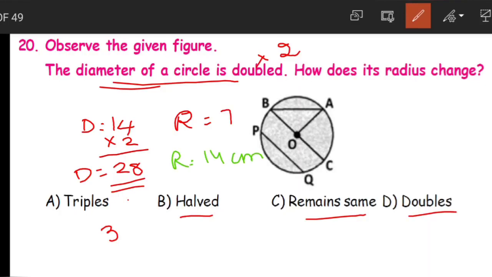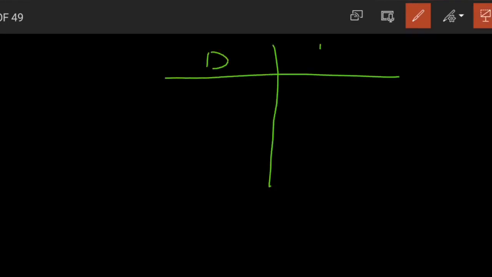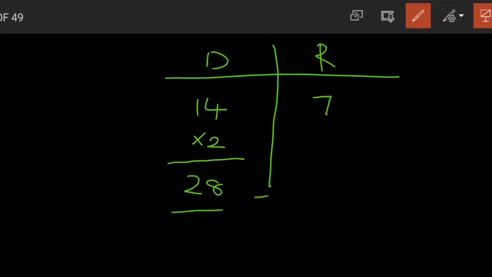Now if you compare the diameters and the radius. First the diameter was 14 and the radius was 7. Now what did we do? We multiplied the diameter by 2. When we multiplied, the diameter became 28 centimeters. Now what is our new radius? Our new radius is 14 centimeters. Now is this the same as the previous radius, or is it doubled, or is it tripled?